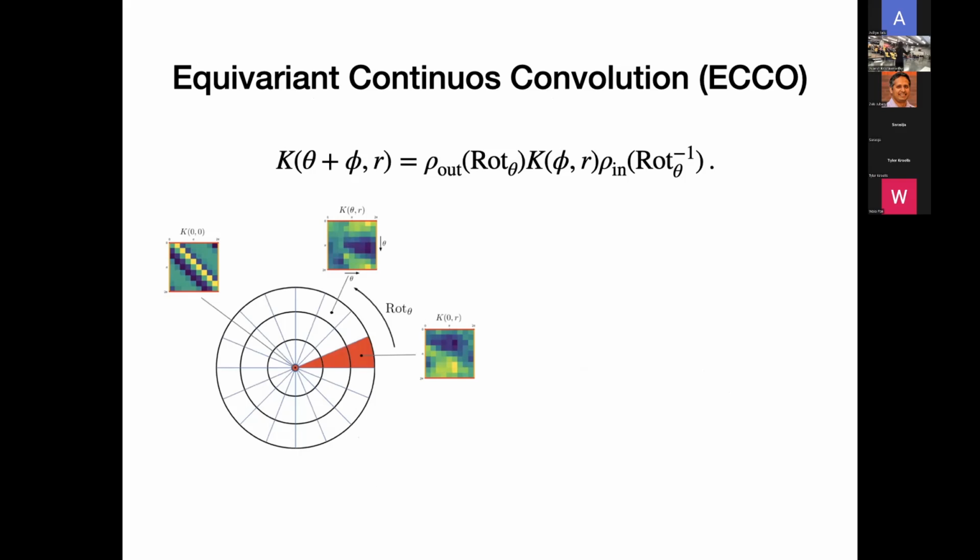So we're looking at trajectories in polar coordinates, and you can see that this kernel is now a function of the angle and the radius. This formula you are probably already familiar with. This is a sufficient and necessary condition for a convolutional network to be group equivariant with respect to this group. Here we're looking at the rotation group, and then we need to calculate the input and output representation for the rotation group.